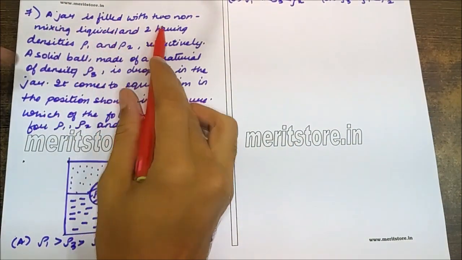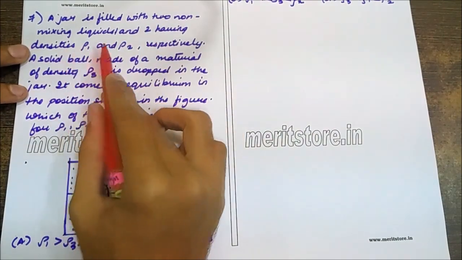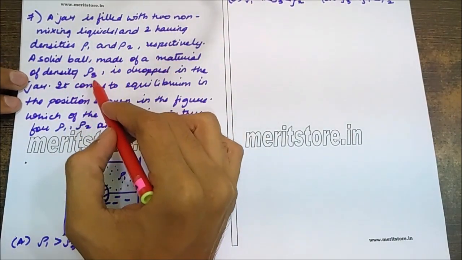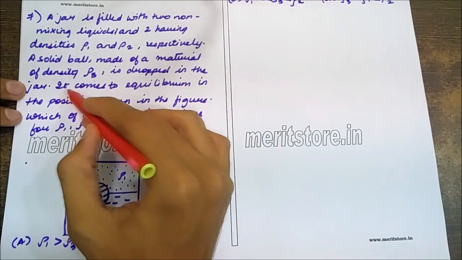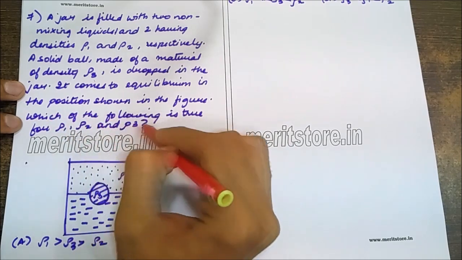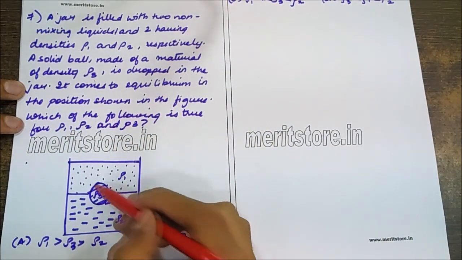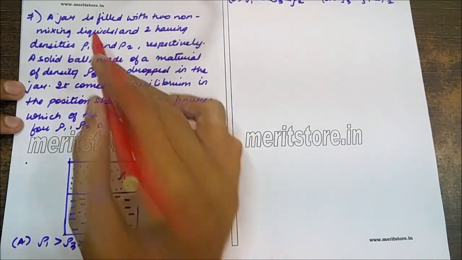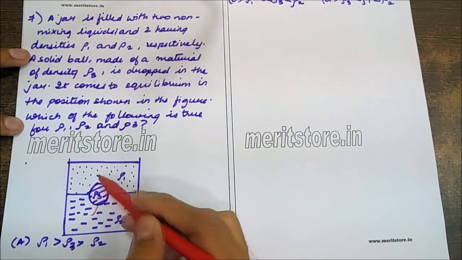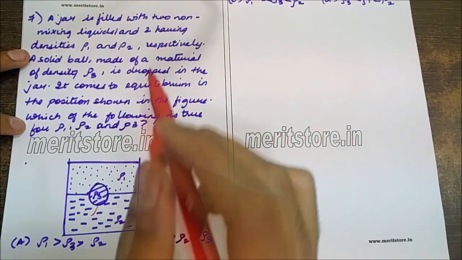A jar is filled with two non-mixing liquids having densities rho 1 and rho 2 respectively. A solid ball made up of material of density rho 3 is dropped in the jar. It comes to equilibrium in the position shown in the figure. Which of the following is true? So if the ball is at the center, jar is filled with two non-mixing liquids, so it comes to equilibrium after leveling both of them.